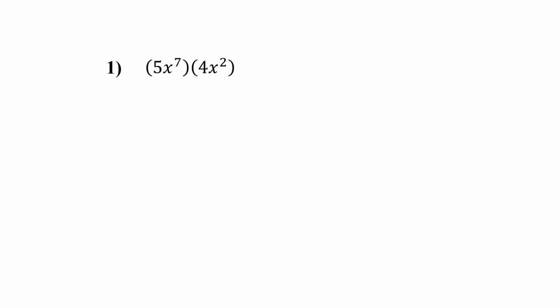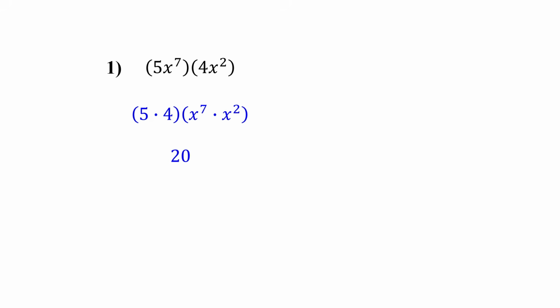Here we have two expressions multiplied together. Each expression has a coefficient and a variable with an exponent. To simplify, we can group the coefficients together and the variables together. The order of multiplication doesn't matter. Now multiply each part. 5 times 4 is 20.